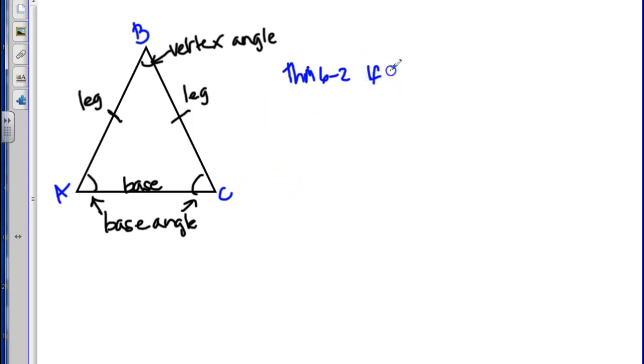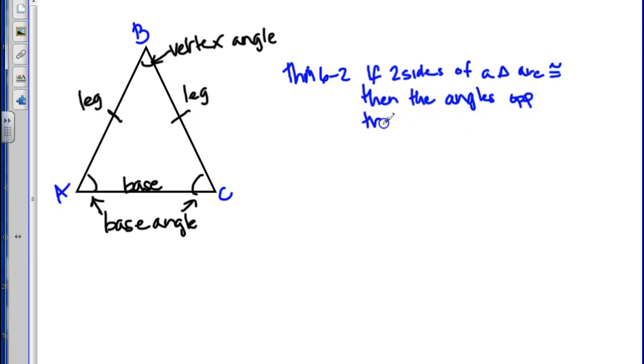So if two sides of a triangle are congruent, see, we can abbreviate this crazy, can't we? Then the angles opposite those sides are congruent. If you need to pause, then please do that.